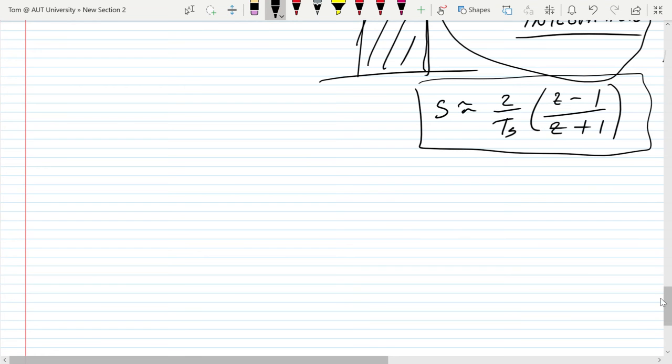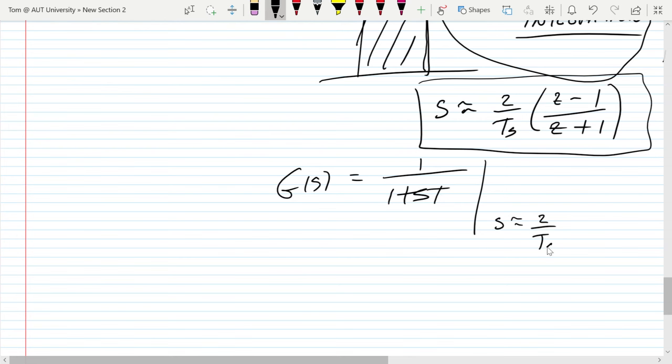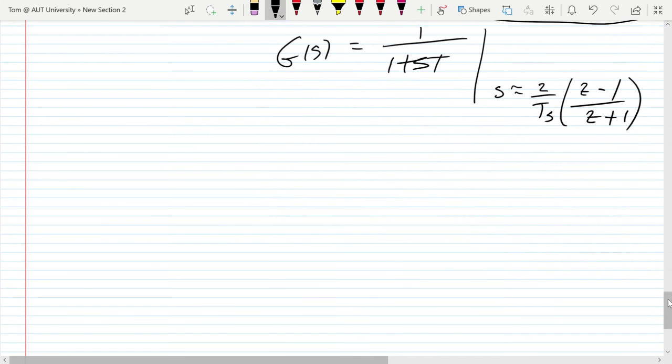But how is that going to help us? What that'll do is, for example, we've got our transfer function G(s) equal to 1 over 1 plus sT, not Ts, that's just a time constant. Now what we'll do is substitute s equal to 2 over Ts, times z minus 1 over z plus 1, into that. And what that'll give us is a transfer function in z, or z, depending how you want to pronounce it. So let's do that, try to do it a bit briefly.